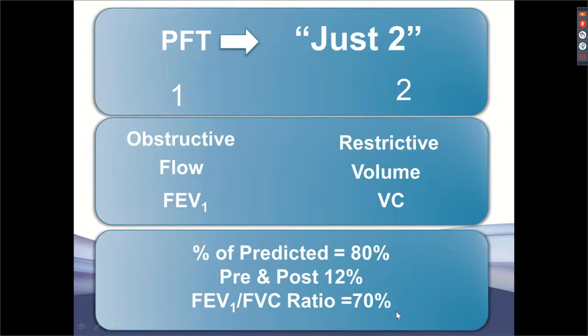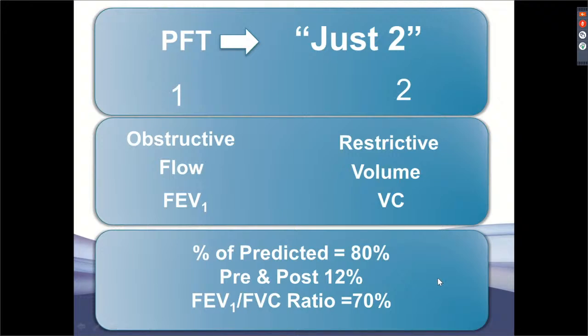So if you want to go ahead and take a picture of this, that's everything that's on this particular slide. Feel free to do so. But like I said, it's just going to kind of give you an overview of what we're going to talk about in the next little bit as far as interpretation.